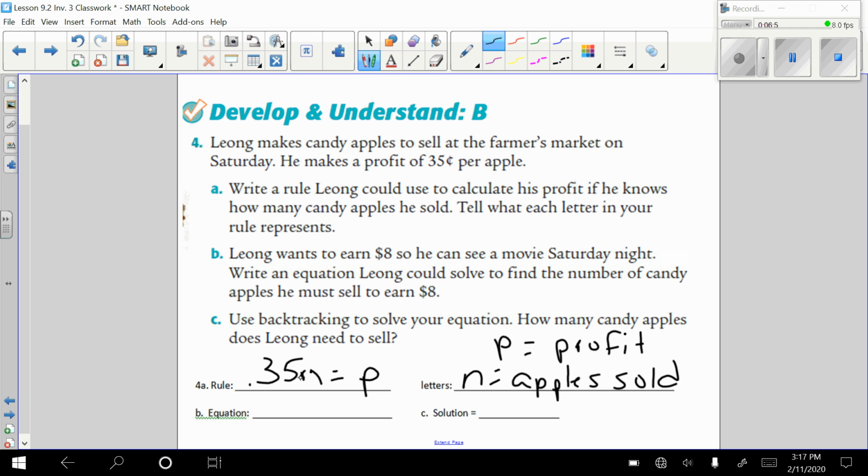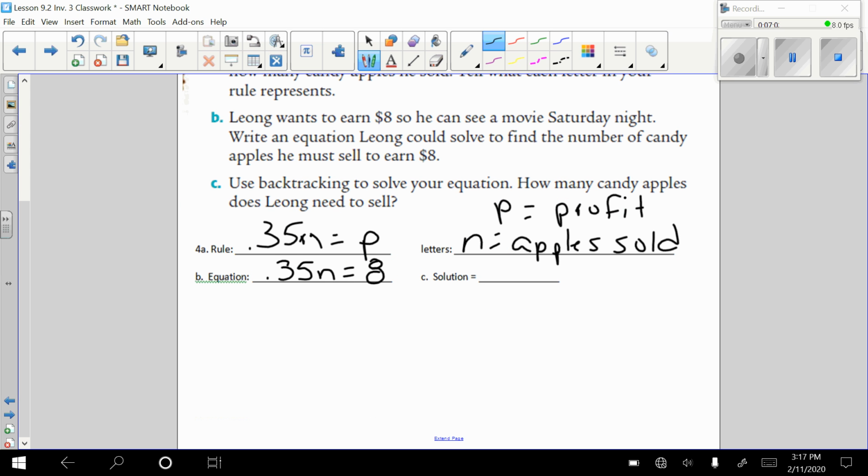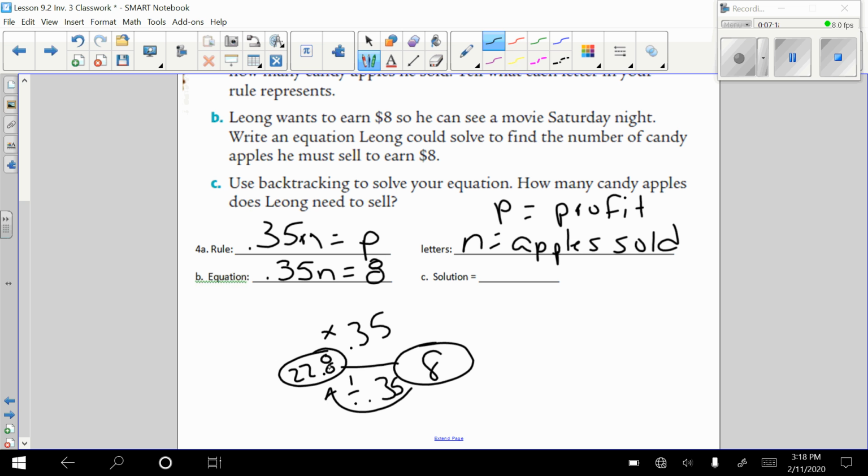Now I need to make at least $8 to go to the movies. So a profit has to be $8. So 0.35n equals 8. How many apples do I need to sell? Well, if I backtrack this out, I only need 2 steps because I only have 2 numbers: 0.35 and 8. Divide 8 by 0.35 gives me what? Well, if I divide that out, I get 22.8. How many apples would I need to sell to make sure I still have my $8? Well, I can't sell 0.8 of an apple. If I only sold 22, that wouldn't be enough. So I have to sell 23 apples.